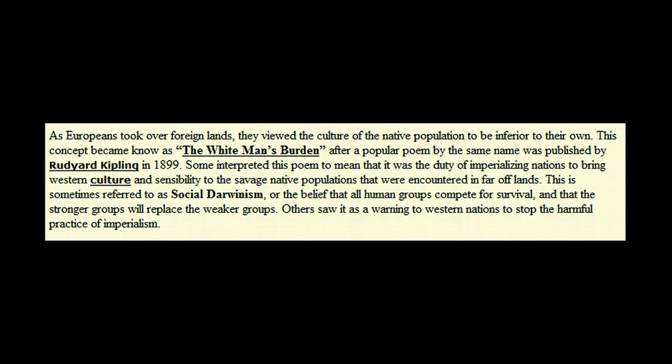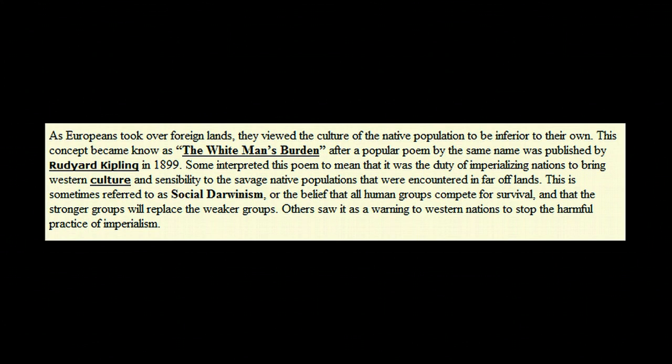So something else that motivated imperialists was something called the white man's burden. So as Europeans took over foreign lands, they viewed the culture of the native population to be inferior to their own. This concept became known as the white man's burden after a popular poem by the same name was published by Rudyard Kipling in 1899. Some interpreted this poem to mean that it was the duty of imperializing nations to bring Western culture and sensibility to the savage native populations, as they were called, that were encountered in far-off lands.